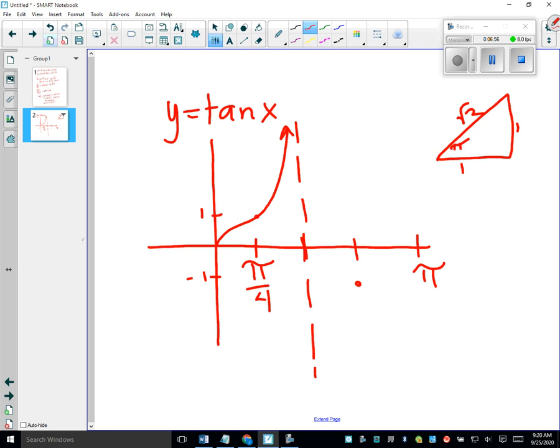Why would that be? What quadrant would 3 pi over 4 be in? Second quadrant, isn't it? And tangent is negative. And it is, isn't it? And here I believe it's 0. So it looks like this. Right? Do you agree?